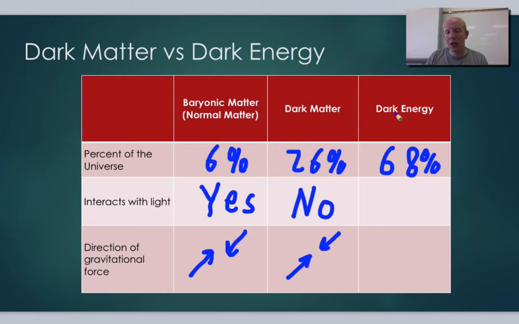Last of all is dark energy. Now they call it dark because it does not interact with light. So we can't see it from light interactions. And they call it energy because it has this really weird property. It actually doesn't pull towards the object. It actually pushes away. Now, where do we come up with this idea of dark energy and all this stuff?